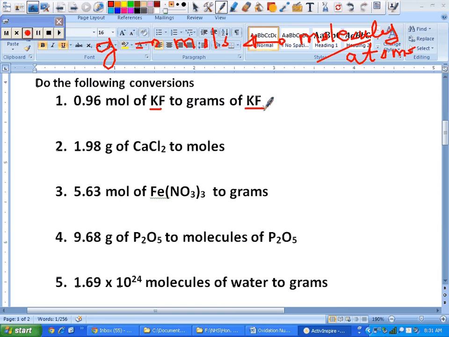So, 0.96 moles of KF. Now, if moles is on top, where does it have to go? On the bottom. Okay, and we're going to grams. Now, Bailey, if moles is in parentheses, where does it come from? Or what is it? A 1. Cade, where does your grams come from? Periodic table. Somebody help me out real quick with the math on that. Thank you, sir. 58.1.